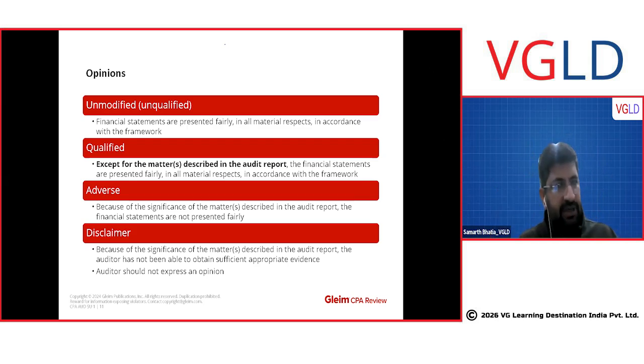And the last is disclaimer. Disclaimer is being given when I'm not able to obtain the sufficient appropriate evidence, whatever the evidence being needed. I'll say no, I'm not going to express any opinion here. Because of the significance of the matter described in the audit report, the auditor has not been able to obtain the sufficient appropriate evidence. Like somebody in the company has not allowed me to take any information. I'm not able to obtain whatever information is needed to prepare a report, to give an opinion. So I'll give a disclaimer.